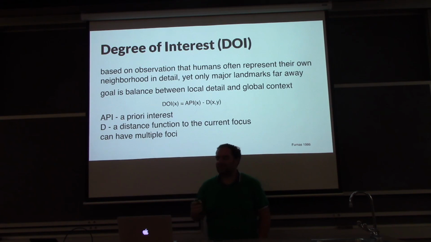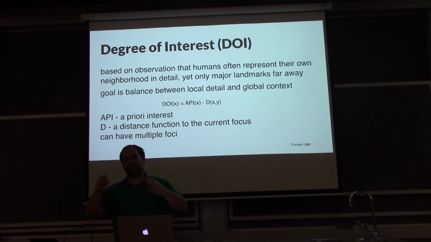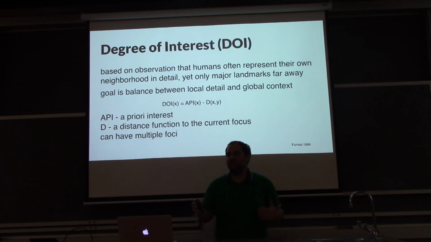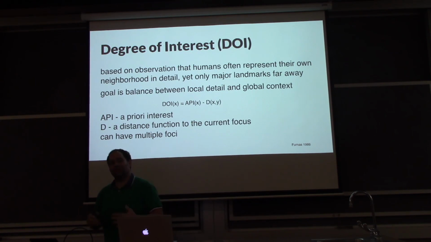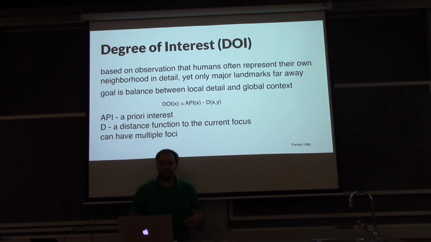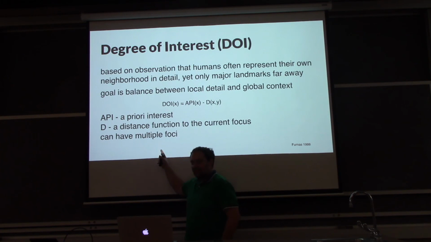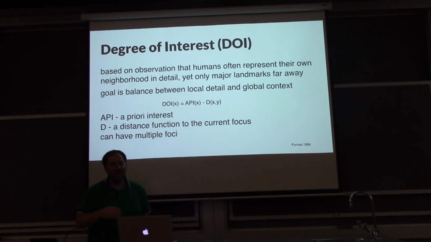Degree of interest function has two different terms. What you care for is if you have a big data set and you cannot show everything at once, right? You have to define which of the nodes in a tree, for example, do I want to show, or which elements in a table do I want to show. And so the degree of interest function has these two terms, which are called the a priori interest and a distance function. And so the a priori interest is something that is inherent in the data.